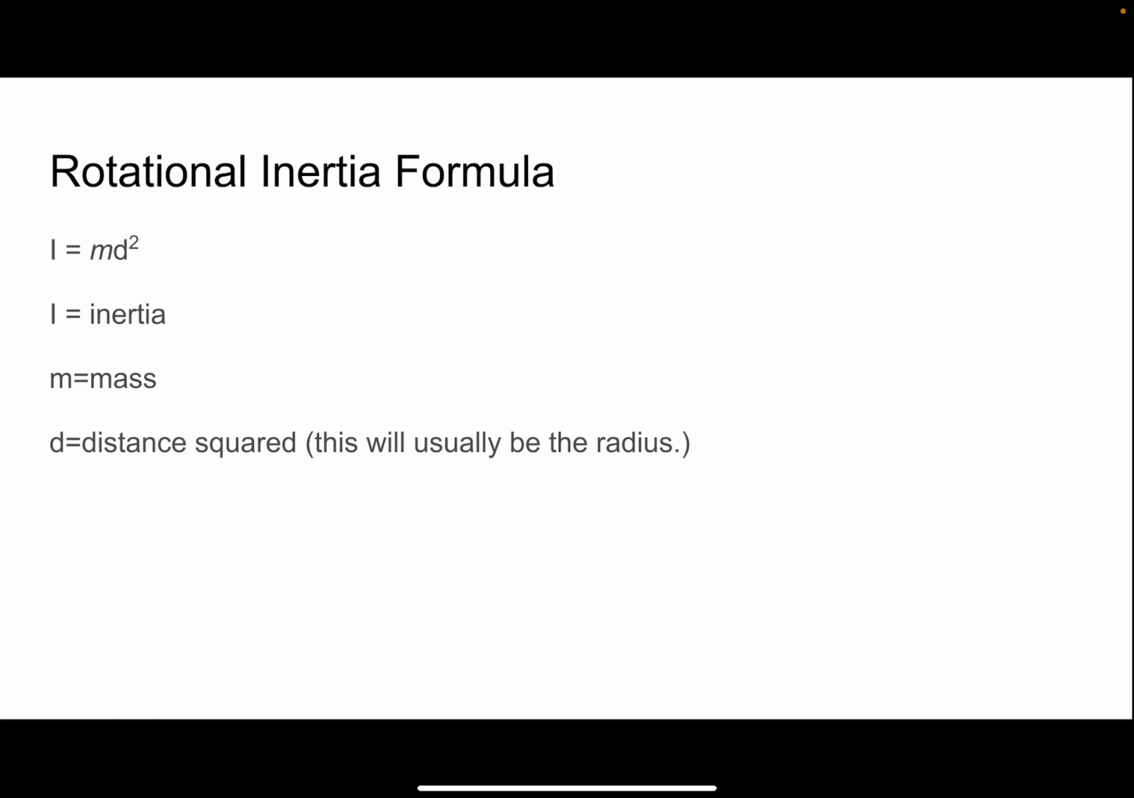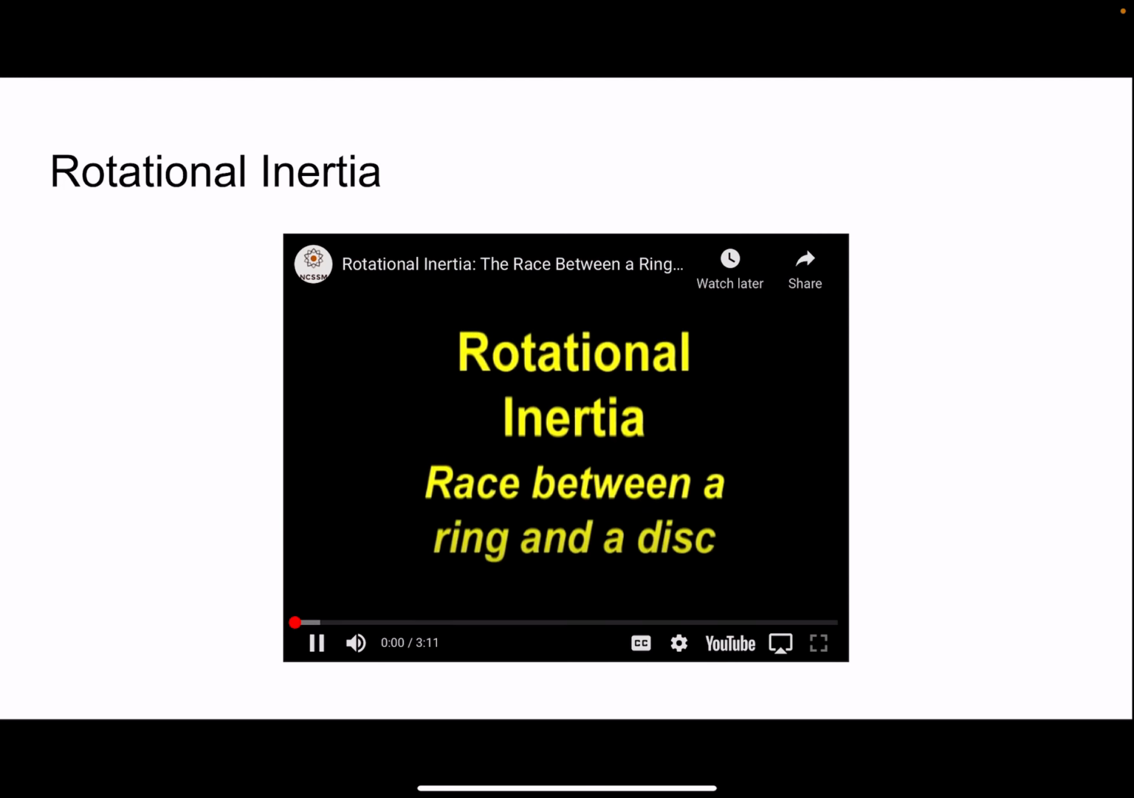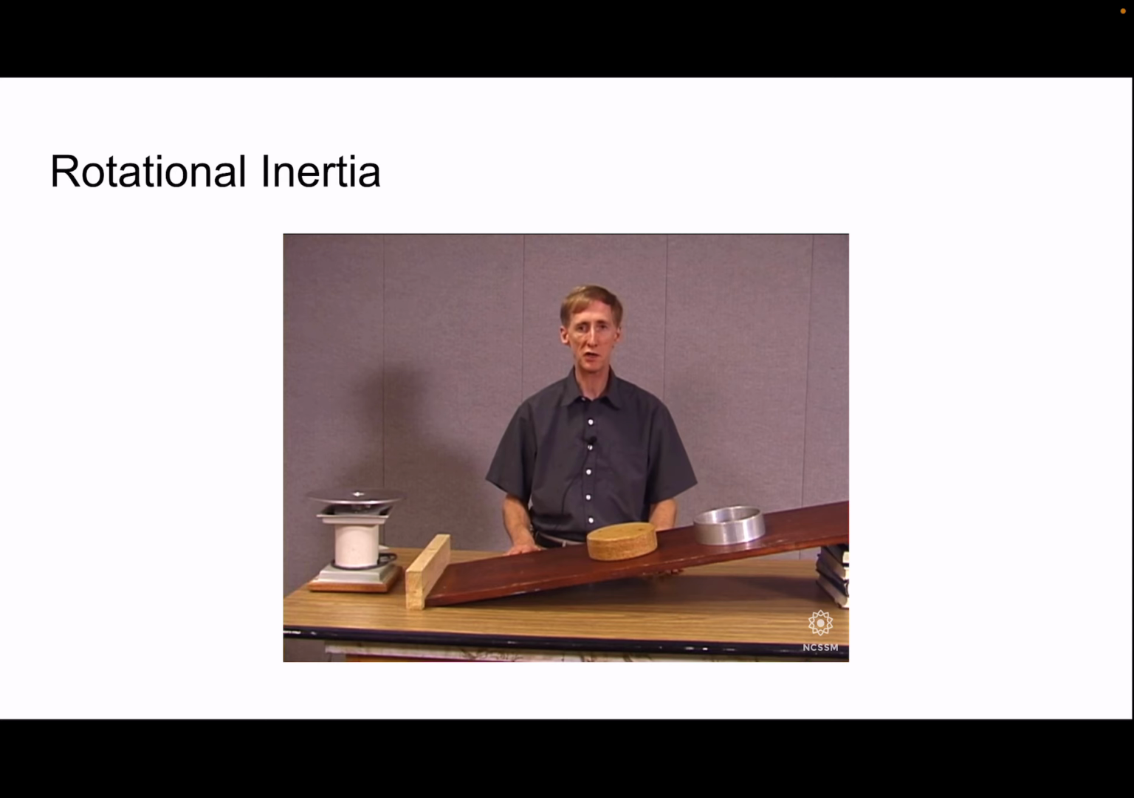All right, let's look at the rotational inertia formula. To calculate rotational inertia, I is for inertia, and it equals mass times the distance squared. And the distance is usually the radius. All right, we'll play this video. He shows a demonstration here. We're going to look at a couple more demonstrations of rotational inertia.